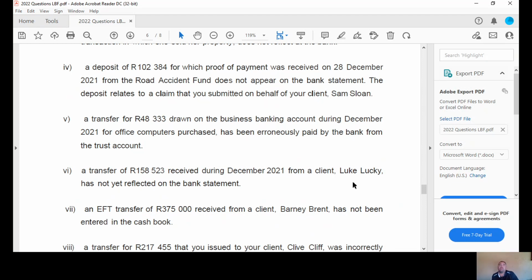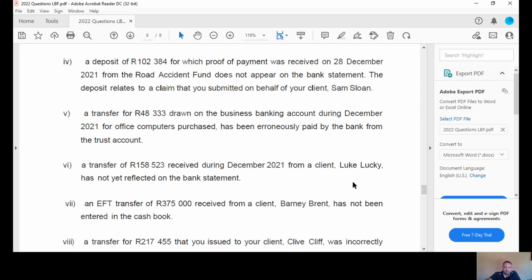Is it not? So let's say once we receive proof of payment from the Road Accident Fund, I think it's reasonable for 2 or 3 days to go by before the funds actually clear and show in your bank. So for purposes of number 4, I'm going to say assume that it will pass. So thus enter it onto the bank reconciliation.